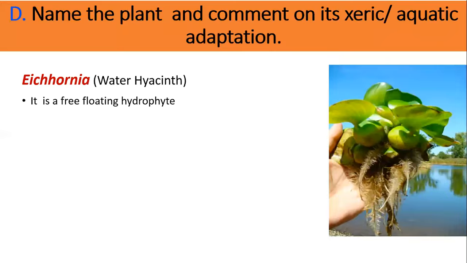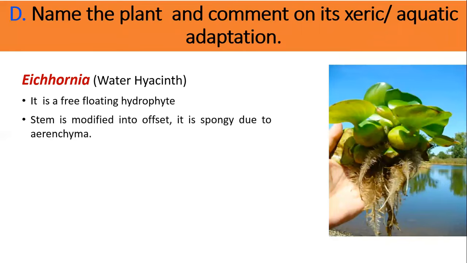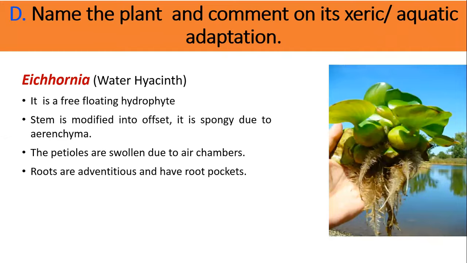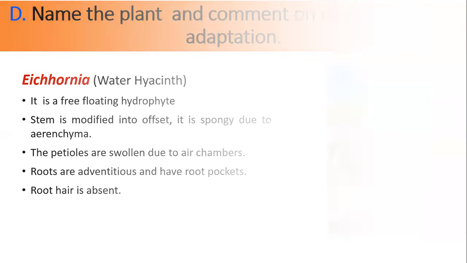It is a free floating hydrophyte. It floats. Stem is modified into offset. It is spongy due to parenchyma. It has air present in the parenchymatous tissue. Petioles are swollen due to air chambers. Roots are adventitious and they have root pockets. Root hair is absent. So all this you need to write when you say Eichhornia on spot D.